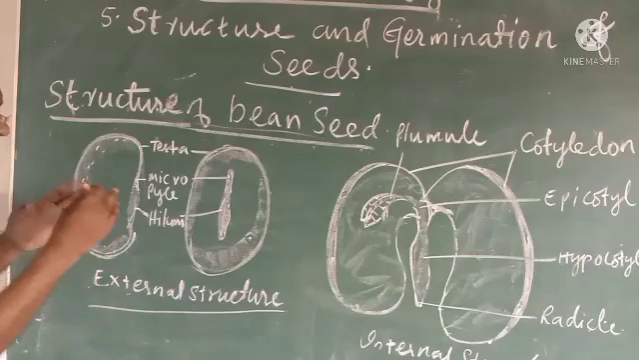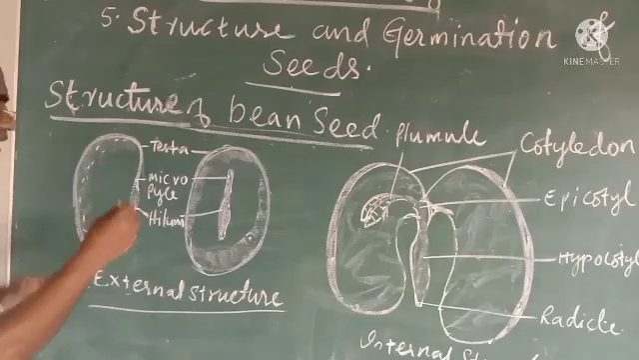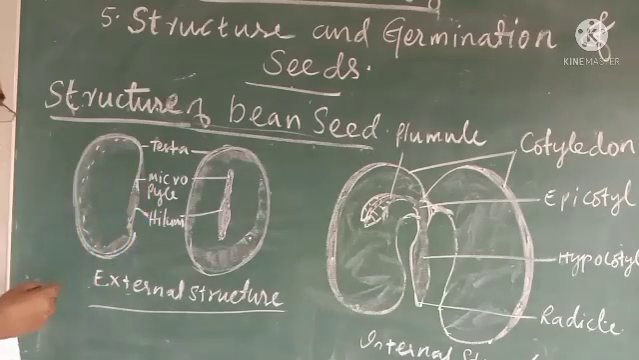Then near the hilum there is a small pore. Understand? That pore is called the micropyle. What is the function of the micropyle? It is used for the exchange of gases and water. Alright, so that is the external structure.